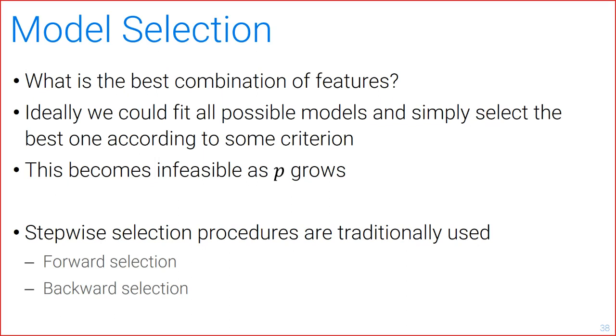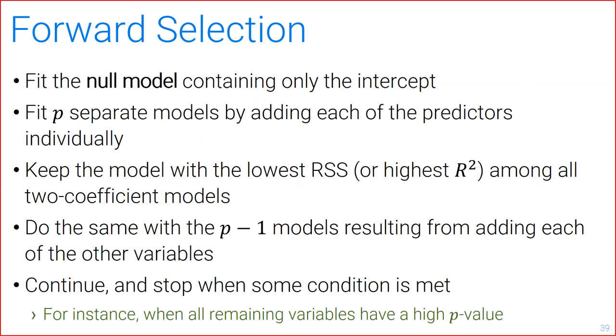And we're going to talk about two selection procedures that are traditionally used, although they're really not much recommended nowadays. But anyway, I'm going to tell you about them. They're forward selection and backward selection. The idea in forward selection is that you start with a model that contains no feature. It's only the intercept. So essentially what you fit is this.